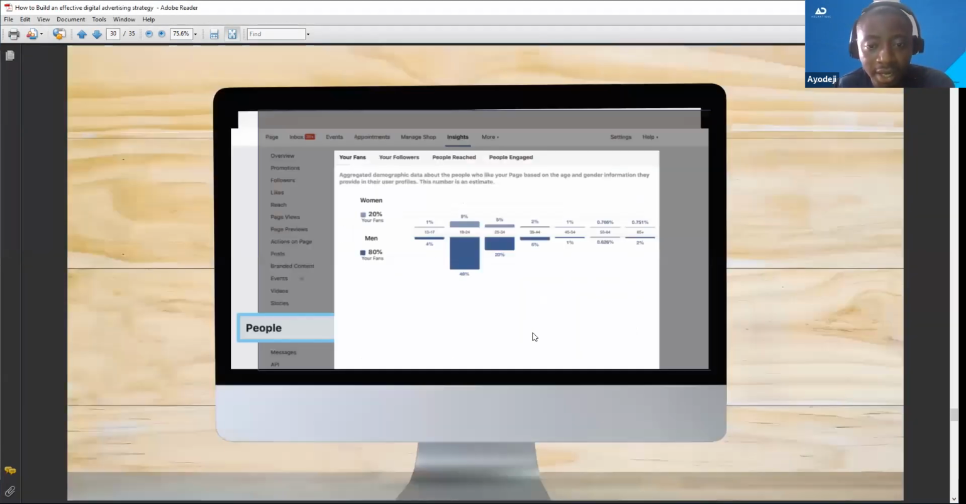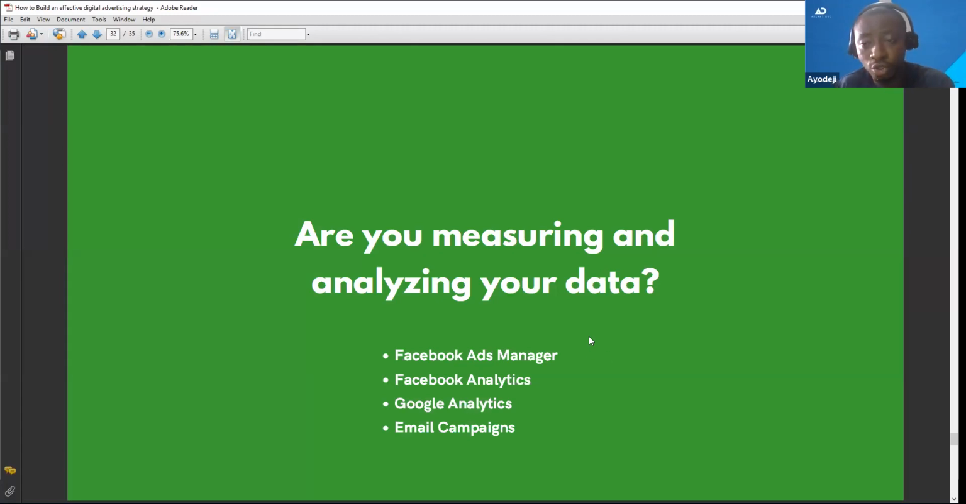But it is very, very important to see if you're measuring already. I know most of us are business owners. All the tools that you can use to measure your data right now: open up your Facebook business page, go to the insights, start measuring from today. Open up your Instagram business page, start measuring, go to Instagram insights. You can use the Facebook Ads Manager as well.